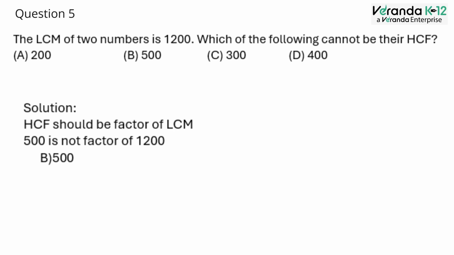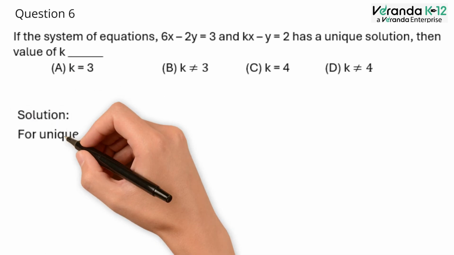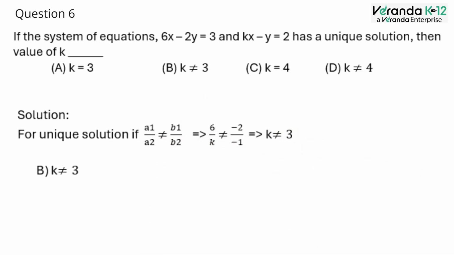If the system of equation 6x minus 2y equal to 3 and kx minus y equal to 2 has unique solution, then the value of k is. For unique solution, a1 by a2 should not be equal to b1 by b2, which means 6 by k should not be equal to minus 2 by minus 1, or k should not be equal to 3. So the option is B.